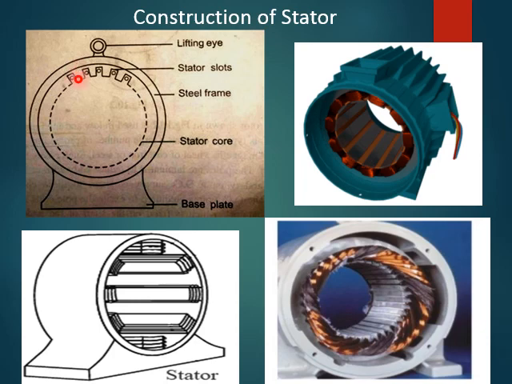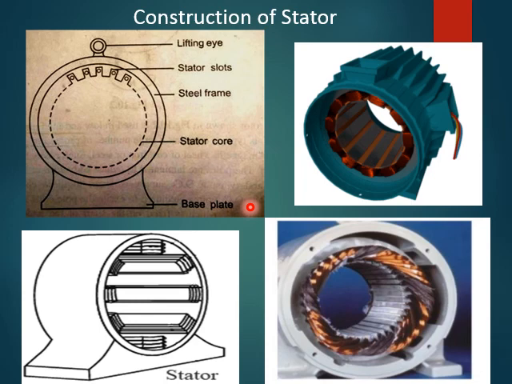Now on the inner periphery of the stator core, uniform slots are cut, and in these slots stator conductors are placed. These conductors are connected as a balanced three-phase star or delta winding.